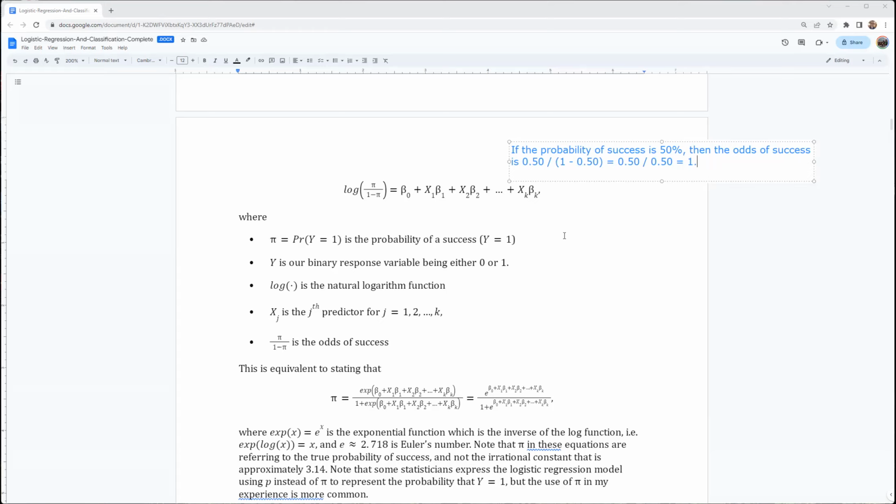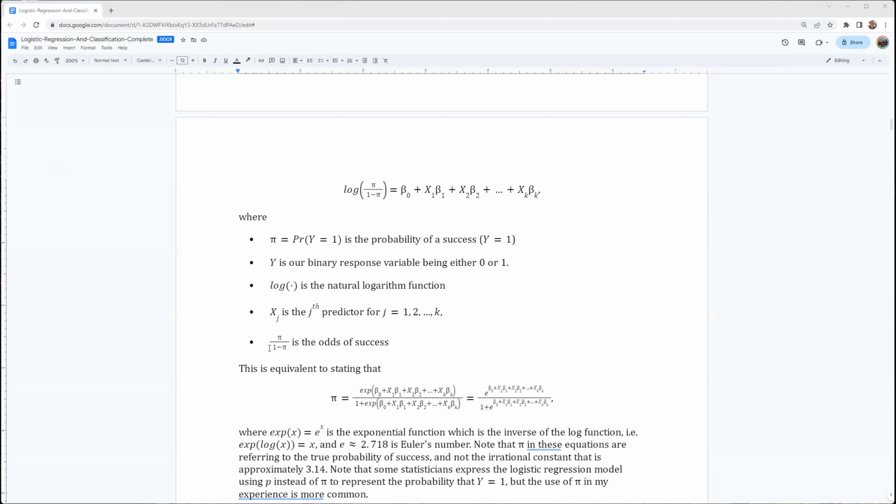Note that the odds of success for logistic regression are different than, say, Vegas odds. You may have heard the term, especially in sports betting or other types of betting. What's the odds of that? There's a distinction between the everyday terminology for talking about odds and when we say odds in statistics. In statistics, odds has a very particular definition. It's defined as the probability over 1 minus the probability. That's the odds of something occurring. So note this distinction between everyday language and statistics.